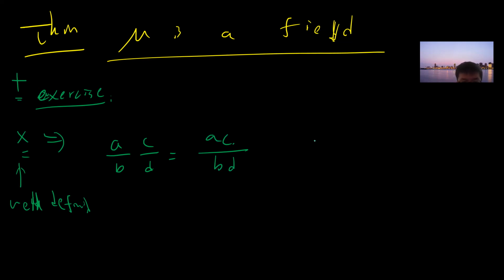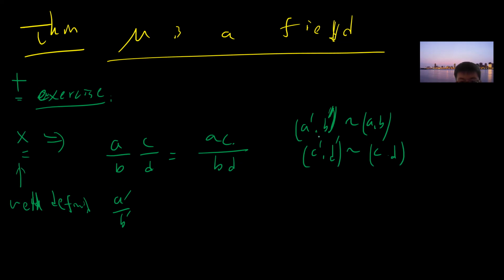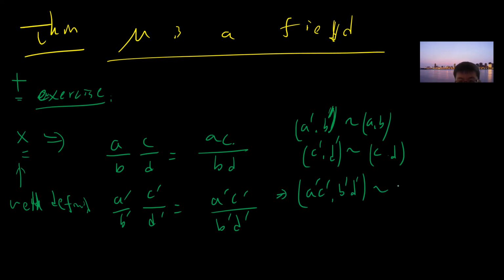So I need to show that if A prime over B prime is the same as A over B, and C prime over D prime is equivalent to C over D, then their product, A prime C prime over B prime D prime, is equivalent to AC over BD. So this is our assumption, and then we need to prove it.